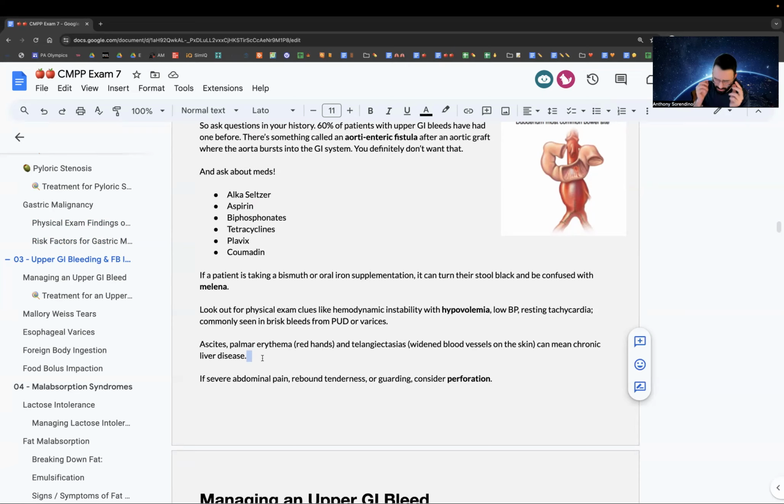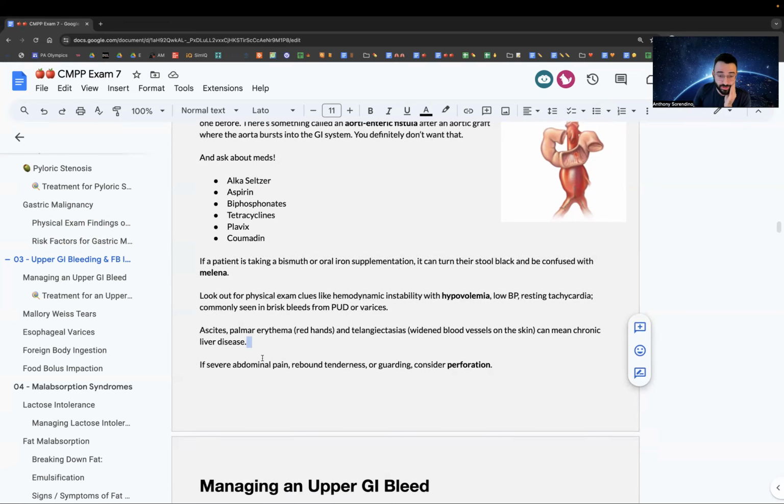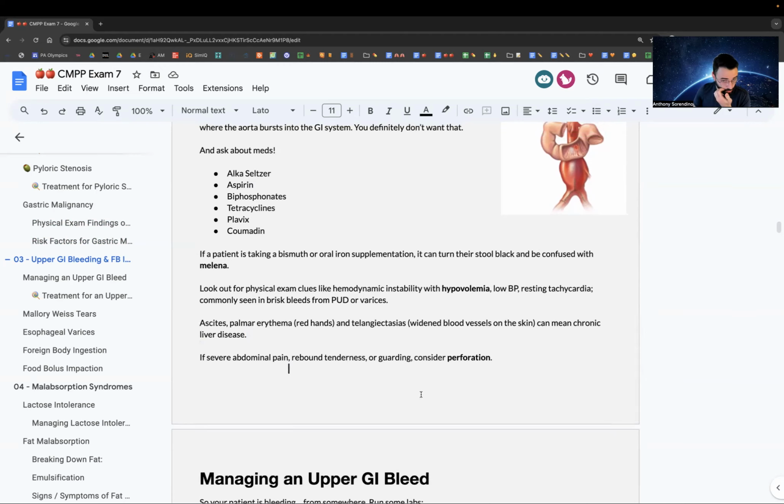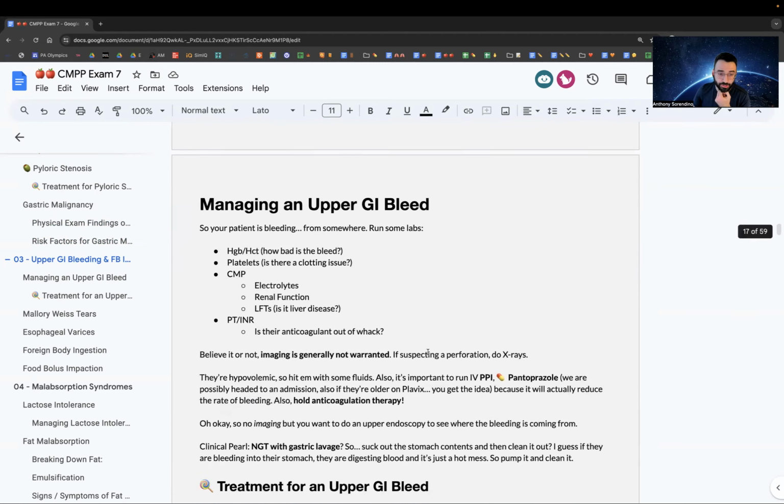I think that's the stigmata of liver disease. So that could mean this is something coming from the liver. And then if they present with severe abdominal pain, rebound tenderness, or guarding, you can consider a perforation.